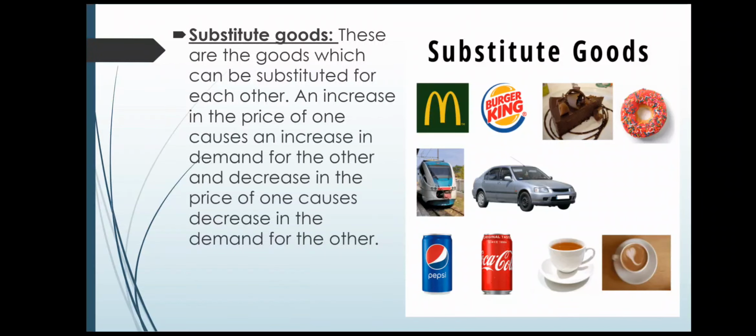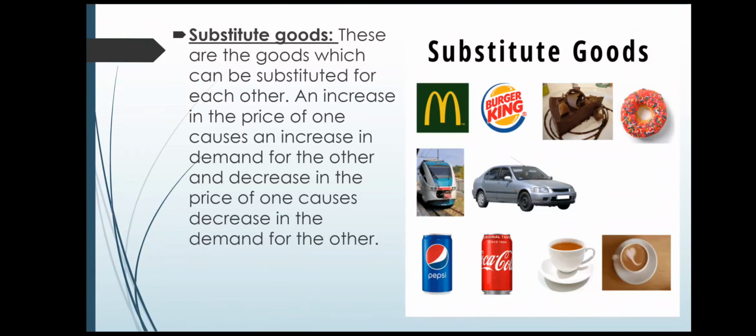So substitute goods, these are the goods which can be substituted for each other. An increase in the price of one causes an increase in the demand for the other, and decrease in the price of one causes decrease in the demand for the other. So substitute goods are those goods that can be used in place of another.